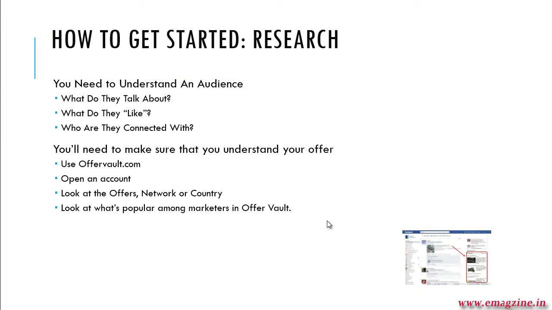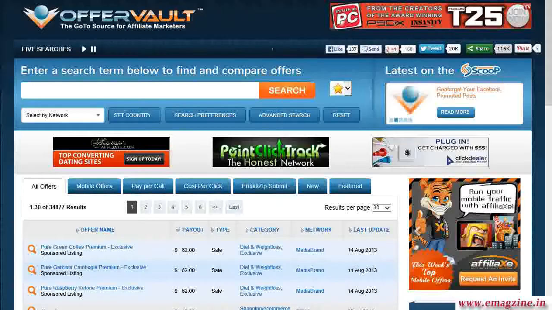The other thing you'll need to do is to make sure that you understand your offer, and it goes hand in hand with what I just showed you. If you understand your offer, you'll then be able to create an ad that fits your audience. If you understand your audience, you'll be able to create a suitable ad. In order to find an offer that is suitable for your audience, you can go to offervault.com, and I'm going to show you that right now.